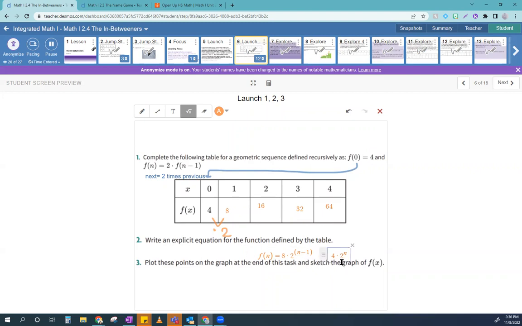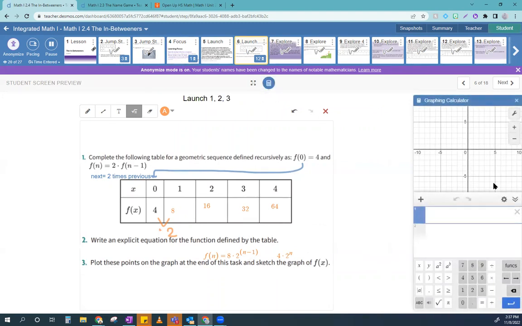Yeah, and you can kind of see how they're related. If you really think about it, you can see how they're related. Very, very good. Very, very strong work there, guys. Okay, plot these points on the graph at the end of this task and sketch the graph of f of x. Okay, so I'm going to do that right now just so that we can do this.